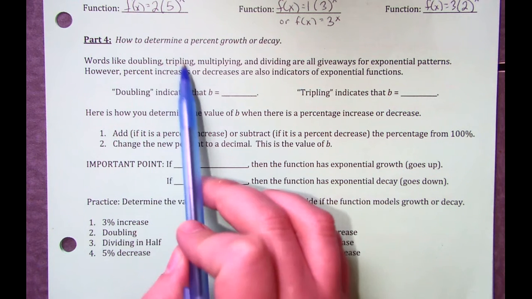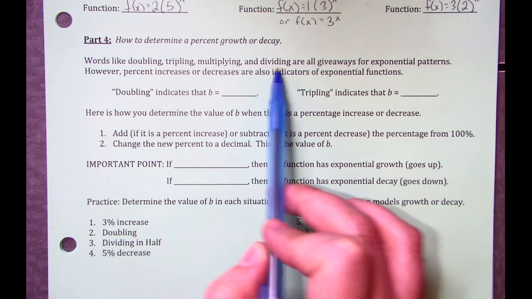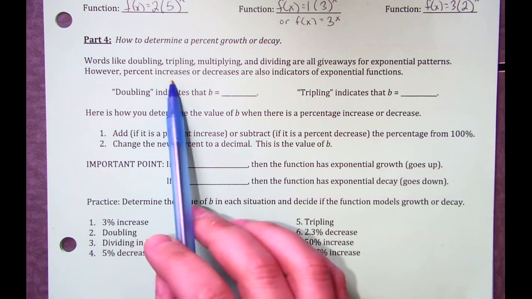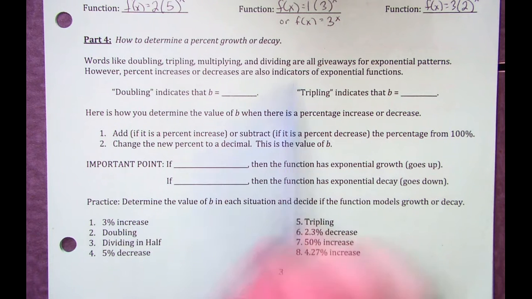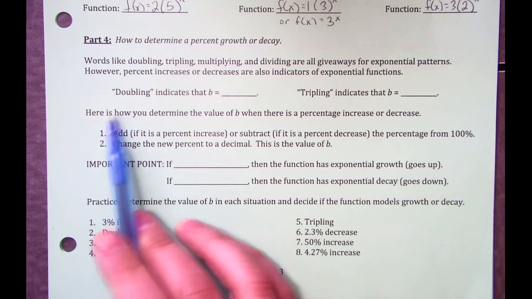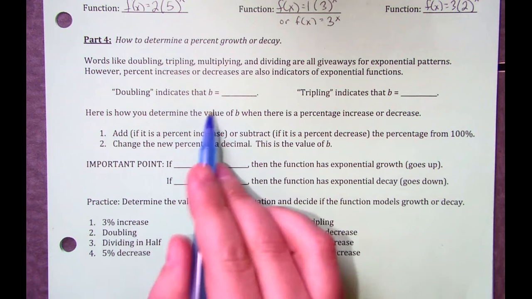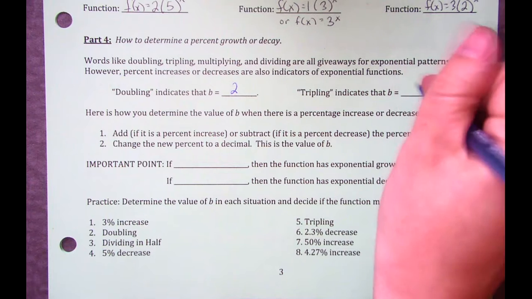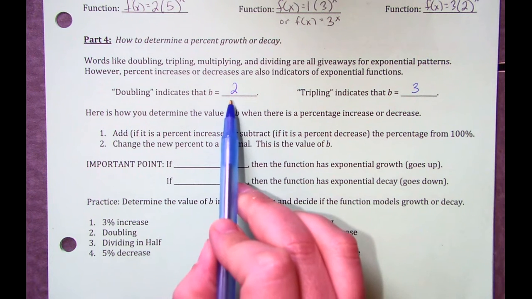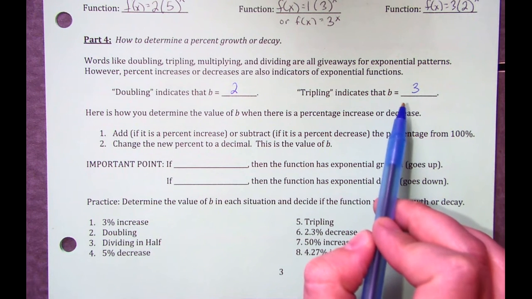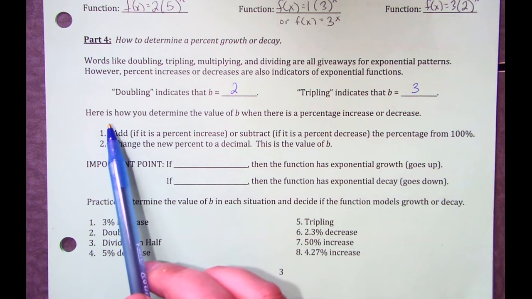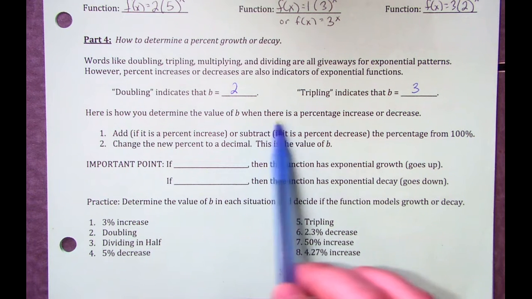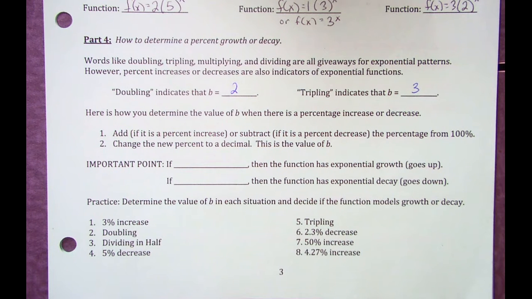Words like doubling, tripling, multiplying, and dividing are all giveaways for exponential patterns. However, percent increases or decreases are also indicators of exponential functions. So we know that doubling indicates that b would be 2, or tripling indicates that b would be 3, because you're multiplying by 2 or you're multiplying by 3 each time. It can get a little bit tricky though when we start thinking about how we determine the value of b when there is a percentage increase or decrease.